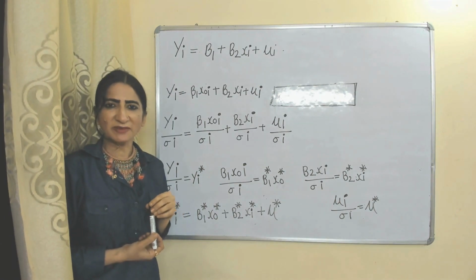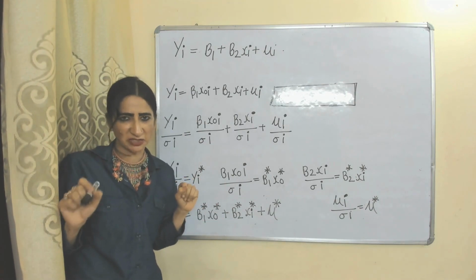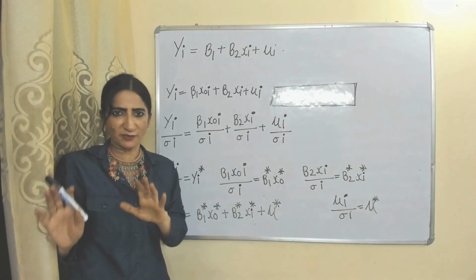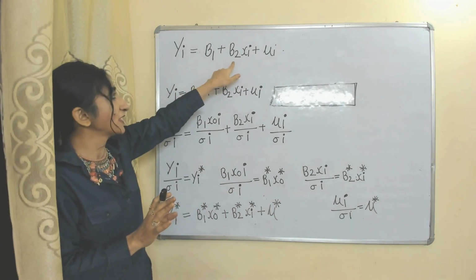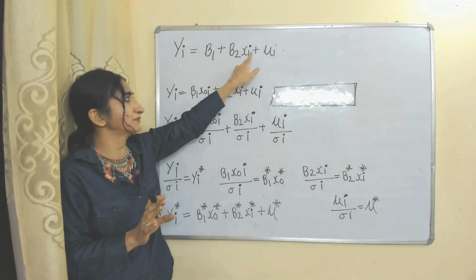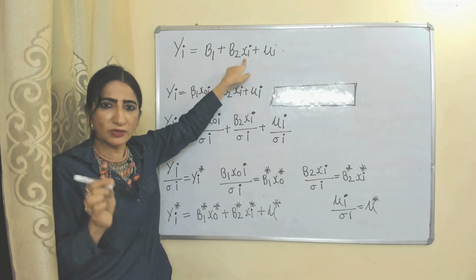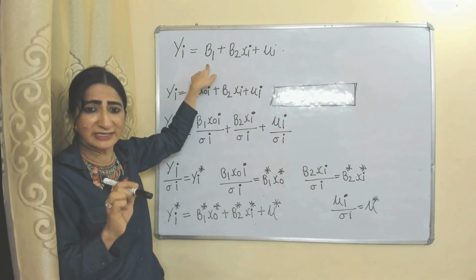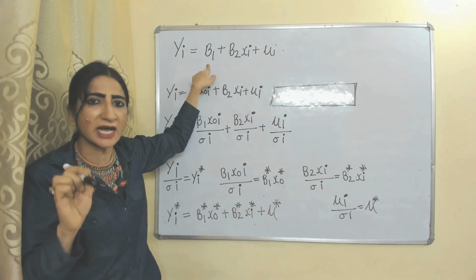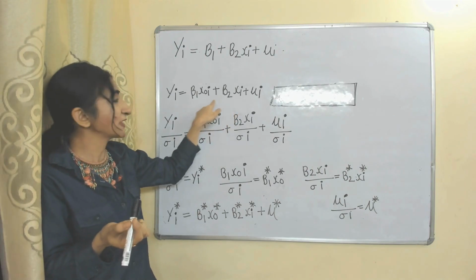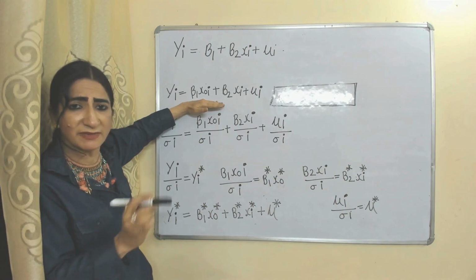So the generalized least square method transforms the original variables so that they satisfy the assumptions of the classical linear regression model. Now we will see how to transform the original variables. This is our original equation: dependent variable, intercept, coefficient, independent variable, error term. In order to manipulate it, we multiply our intercept with x0i. After that, our equation will look like this, and this is called the algebraic manipulation form.